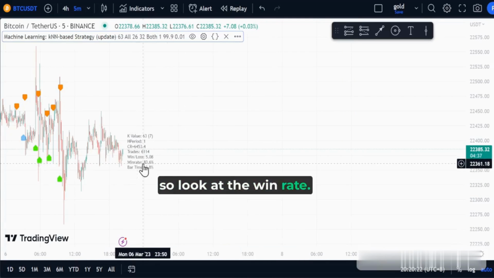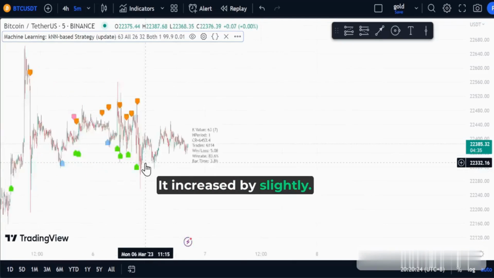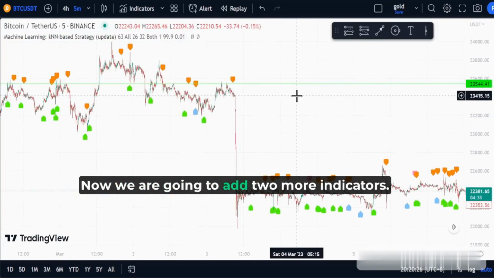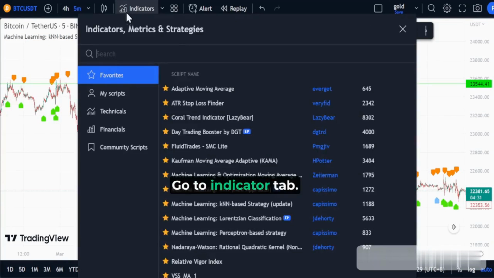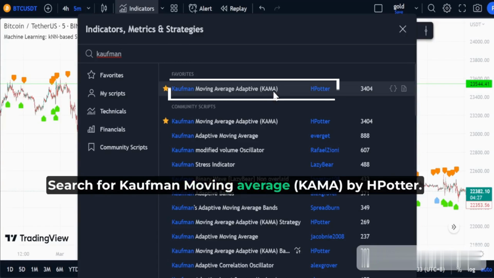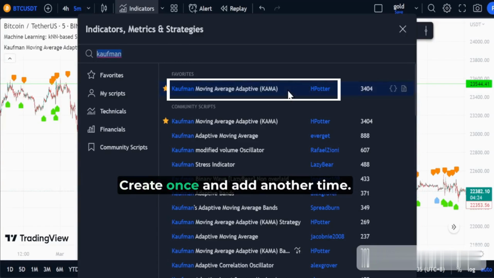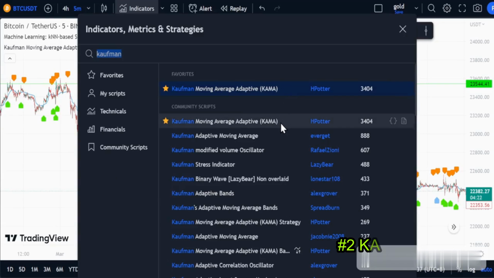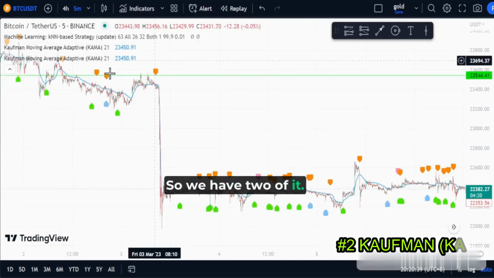So look at the win rate. It increased slightly. Now we are going to add two more indicators. Go to the indicator tab, search for Kaufman Moving Average by HPotter. Click once and add another time. So we have two of it, okay?